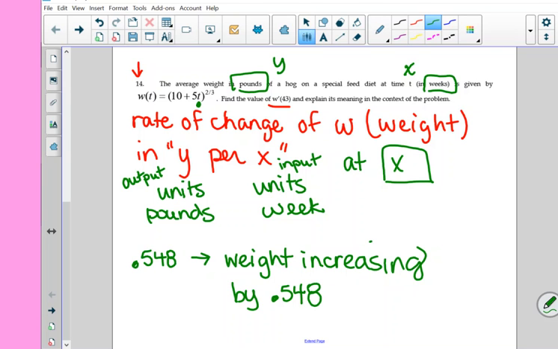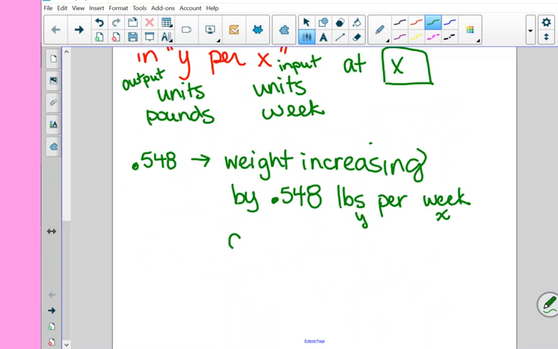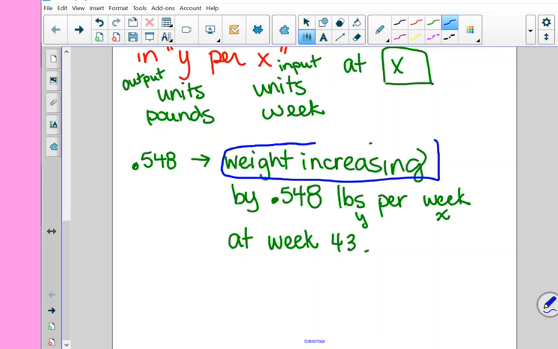So the weight is increasing by 0.548 pounds per week, because this is our y and this is what our x is in, at, or when we're at, week 43. So 3 things. What's changing and how is it changing? The units, value per unit, and when is it happening?